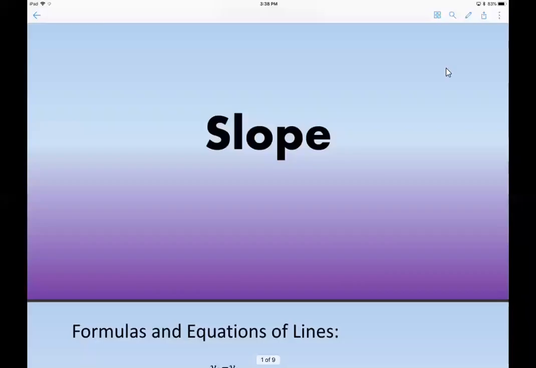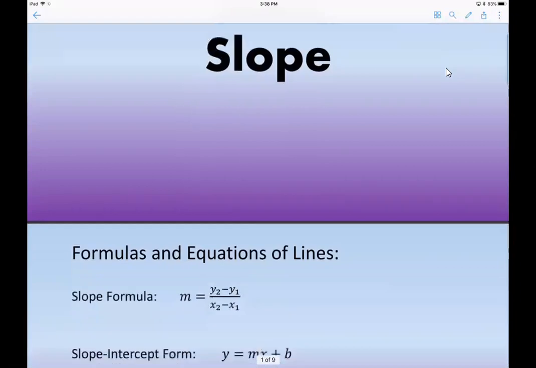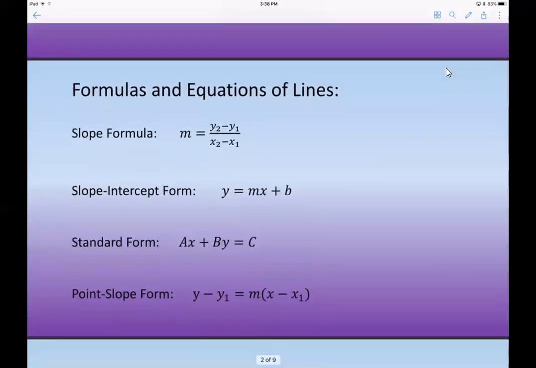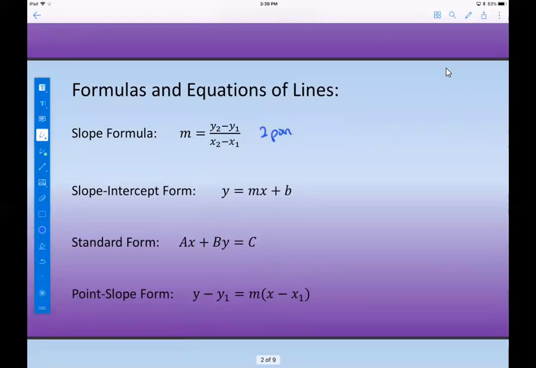This mini lesson is on slope of a line, and just going back over some of the formulas we're going to be using. We're going to be looking at the slope formula given 2 points, and we're going to be looking at slope-intercept form, which is y equals mx plus b, where m is the slope of a line and b is the y-intercept.